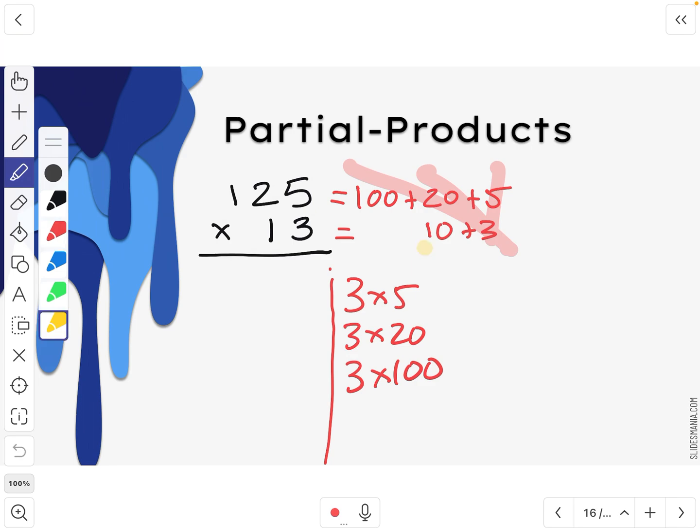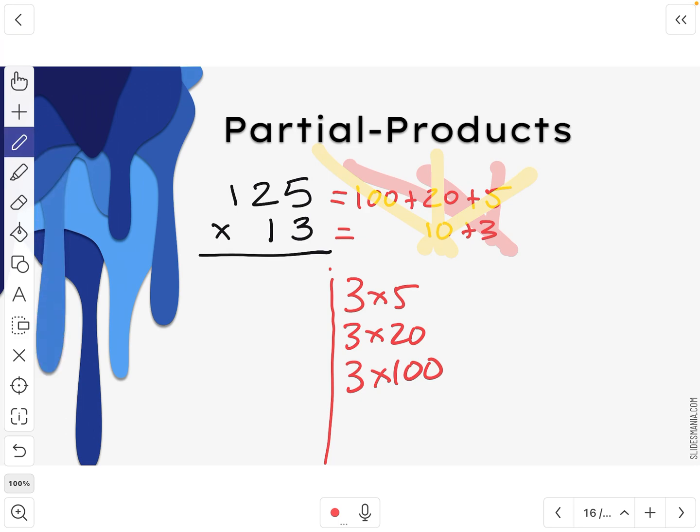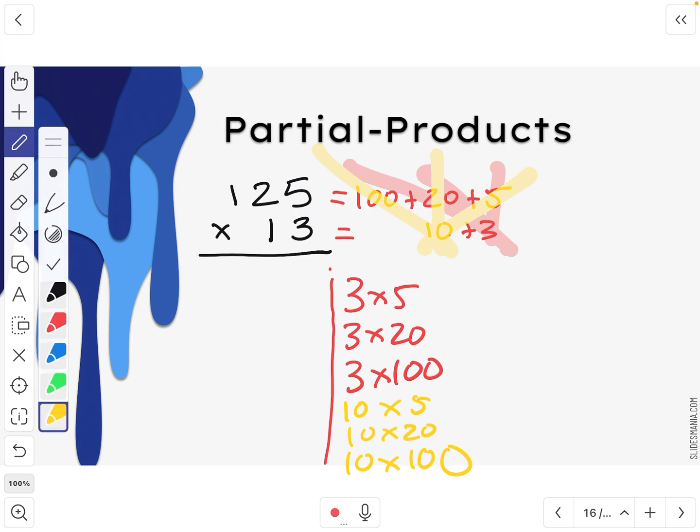And then we're going to have 10 times 5, 10 times 20, 10 times 100, because whatever we did the first time, we have to do now too. Now we have 6 partial products. So with big problems, this method does take a while, and it would definitely benefit you to learn how to do the traditional method, which we will be working on next time. But in the meantime, we'll write the products to these.